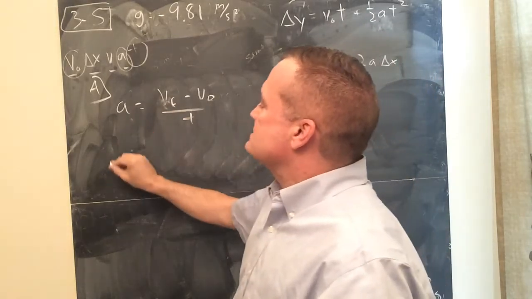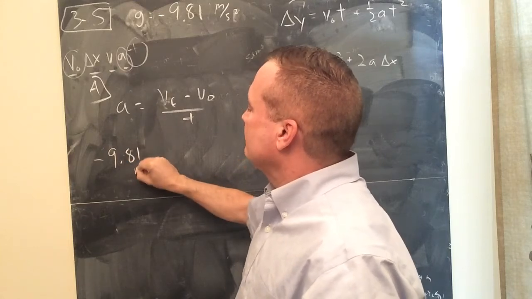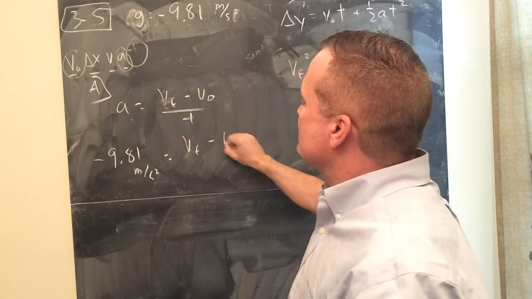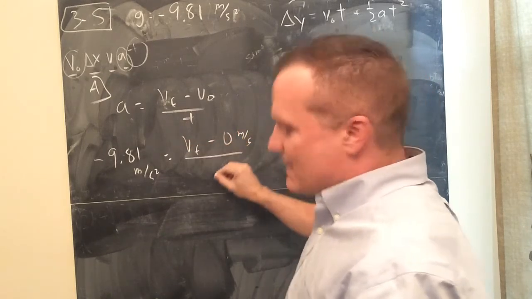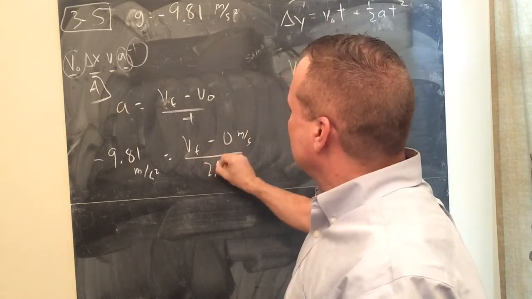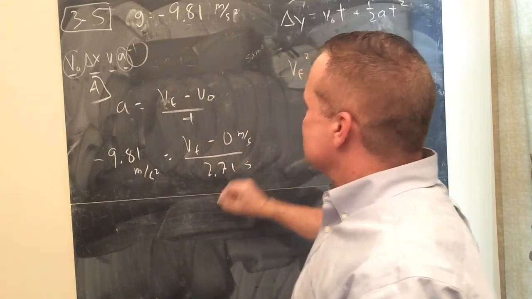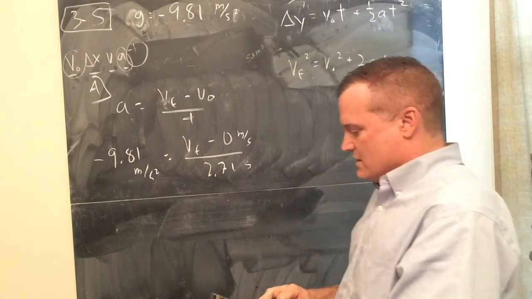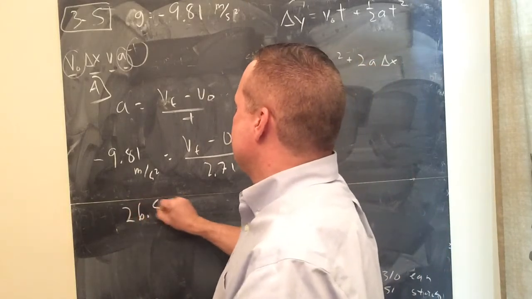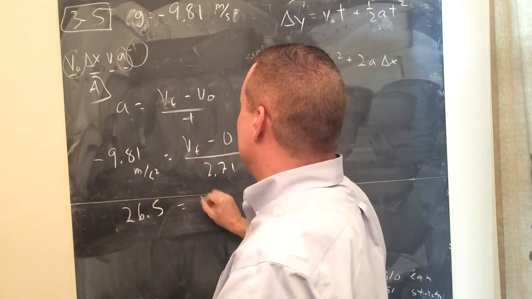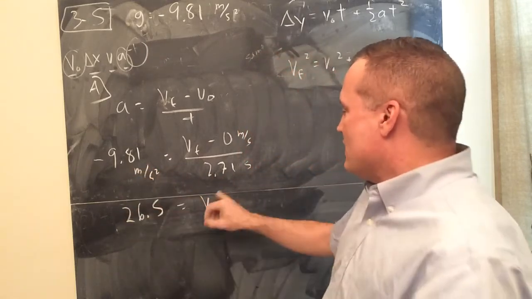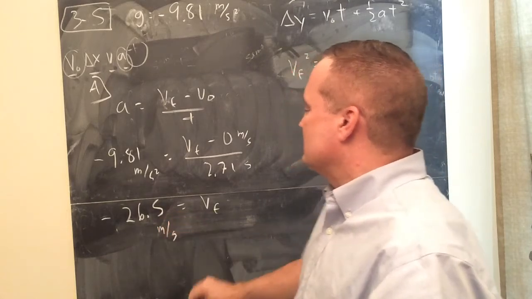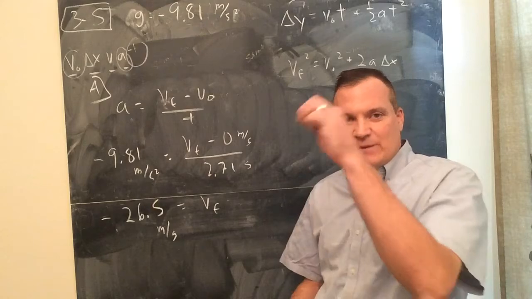So, all right, we know acceleration is negative 9.81. We don't know the final velocity. We know the initial was 0. And we know the time was 2.71 seconds. So just do the algebra here. 9.81 times 2.71 is 26.5, equals the final. That's it. Just multiply those. Now, it'll be a negative number, negative 26.5 meters per second. That makes sense that it's negative, again, because the penny was going downward.